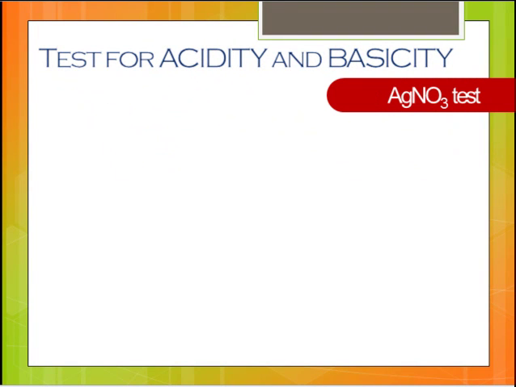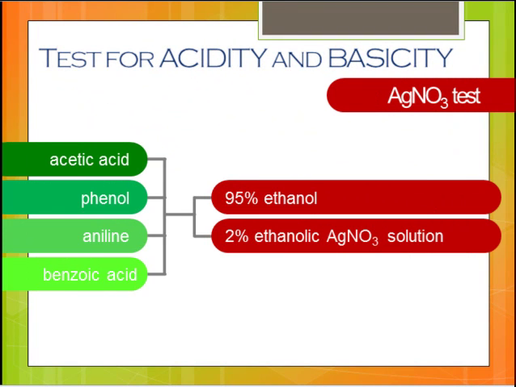In the silver nitrate test, we will be using acetic acid, phenol, aniline, and benzoic acid as the reagents or test subjects. Here we simply add a few drops of the reagent along with a good quantity of ethanol. Finally, we add a small amount of 2% ethanolic silver nitrate and it is done. The formation of precipitates indicates that our sample is acidic. And well, if you do wish to dissolve the precipitate, adding some 5% nitric acid will do the job.